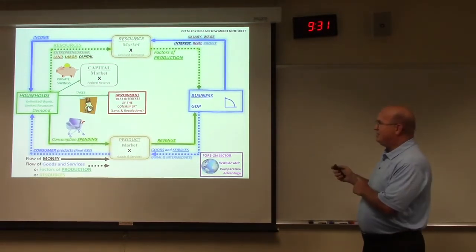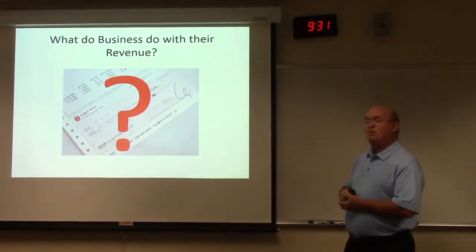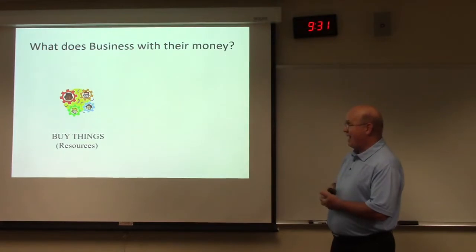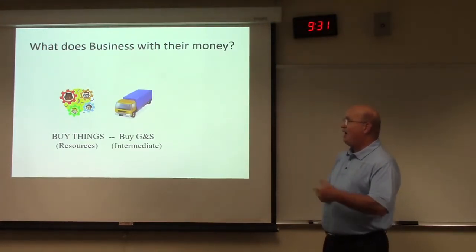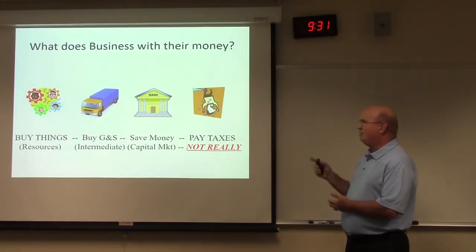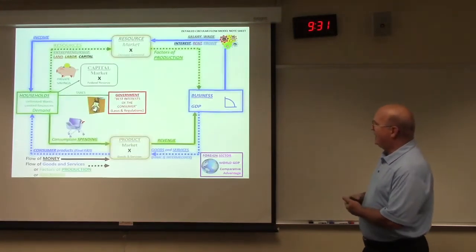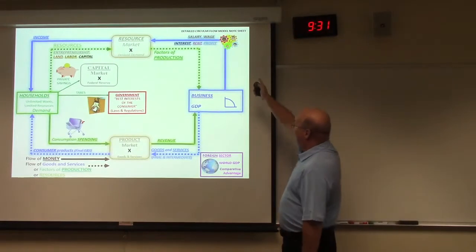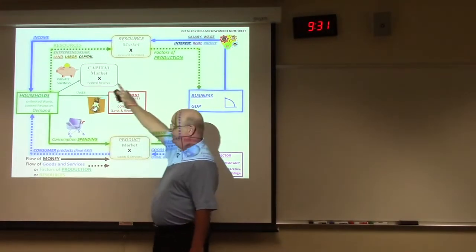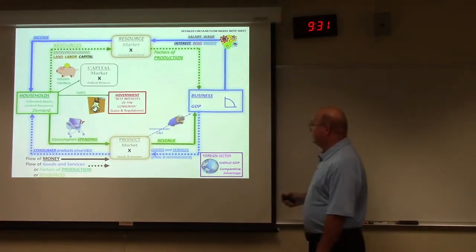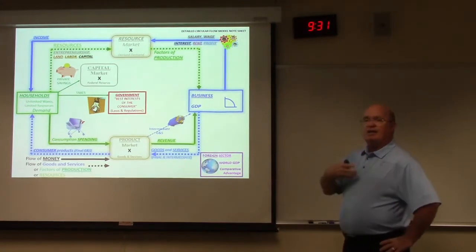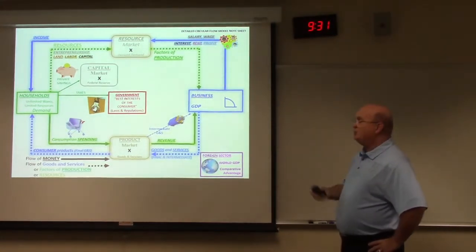Now, businesses. What does a business do with their revenue? Well, they do the same thing. They buy things, they buy goods and services, and they pay taxes, but not necessarily. So let's see what happens. That's where they're buying stuff. They're buying our resources so they can go ahead and make things. Then they have to buy actual resources to make stuff.